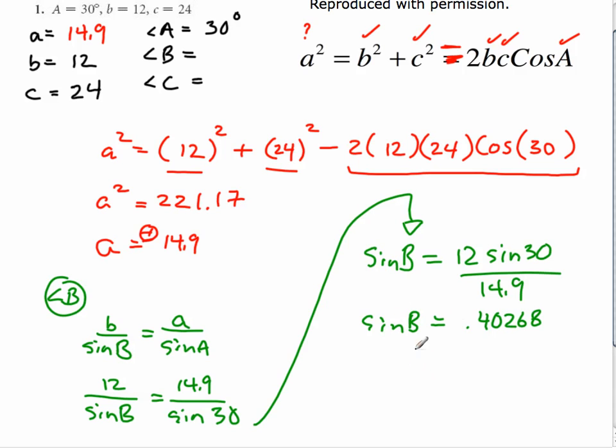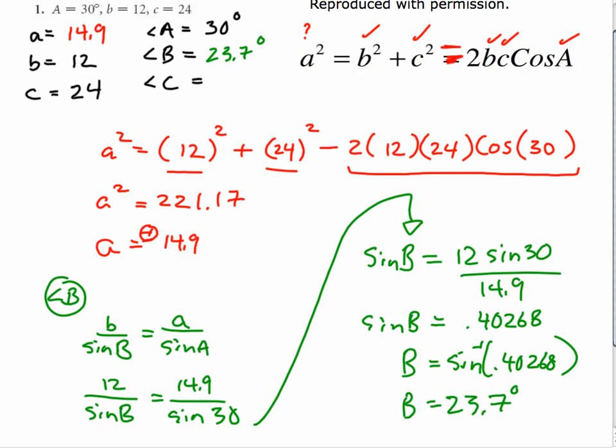Now to figure out B, I need to take the arc sine of that number I just got. So sine to the minus 1, or arc sine, of 0.40268. Arc sine, that'll be this button, of that bracket. Go. 23.7-ish. Okay, so angle B is 23.7 degrees. So up here, 23.7 degrees.